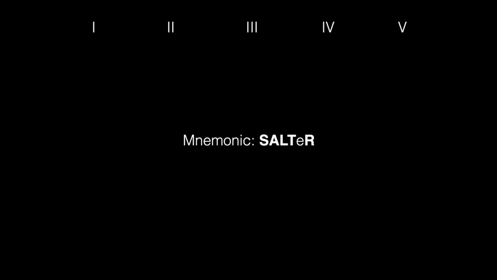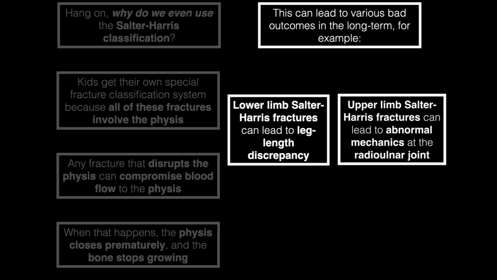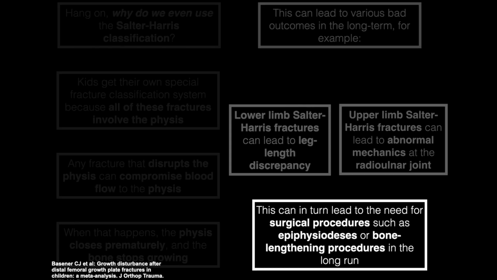But wait a sec, before I launch into the mnemonic, you're probably wondering what the point of the Salter-Harris classification even is. Basically, kids get their own special fracture classification system to describe fractures that go through the growth plate. These fractures are important clinically because any fracture that disrupts the growth plate can compromise the blood flow to the growth plate. This can lead to premature closure of the growth plate, which can in turn lead to problems such as limb length discrepancies or radial-ulnar joint arthritis. If these problems develop, invasive surgery is usually required to help manage these kids' symptoms. That's why Salter-Harris fractures are important to catch and treat appropriately at the get-go.